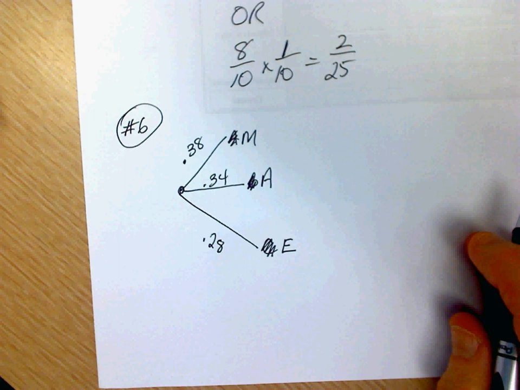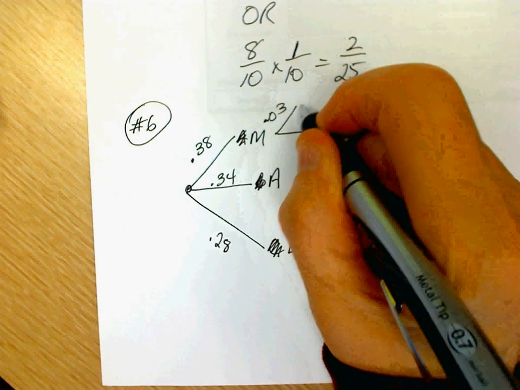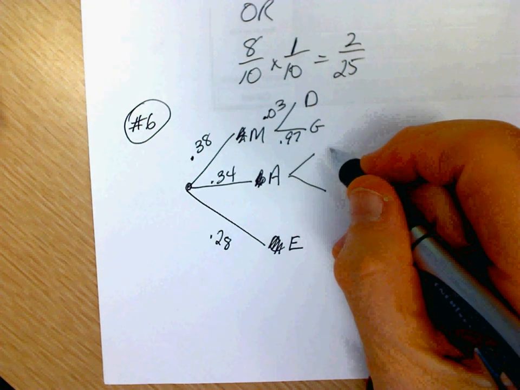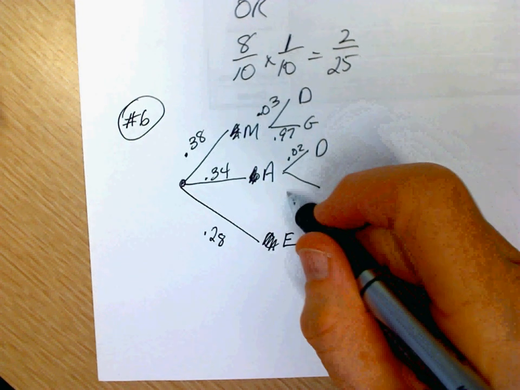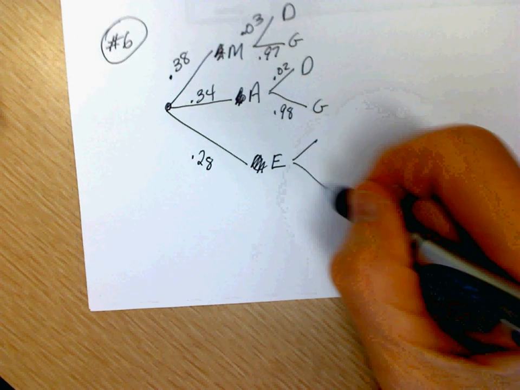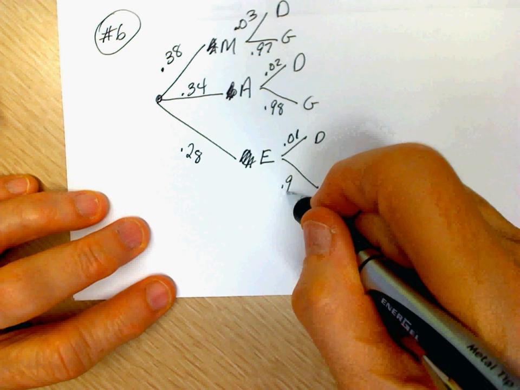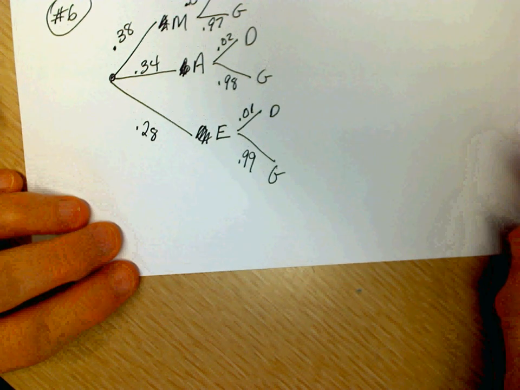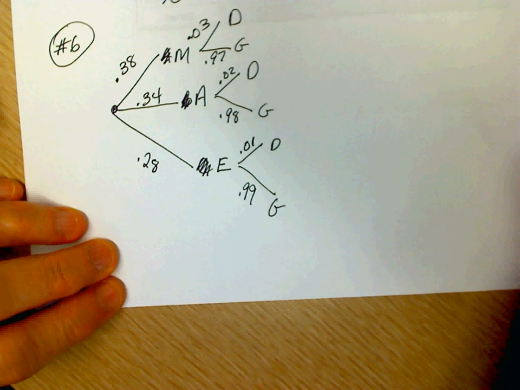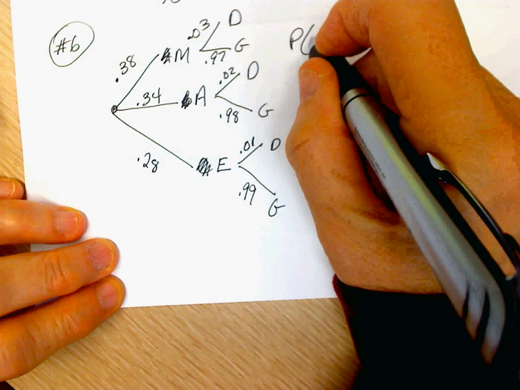Of their output, in the morning, 0.03 is defective and 0.97 is good. In the afternoon, 0.02 is defective, 0.98 is good. And in the evening, 0.01 is defective, and 0.99 is good. So, if a vehicle is selected at random from the inventory and found defective, given it's defective, what is the probability it was made on the morning shift?